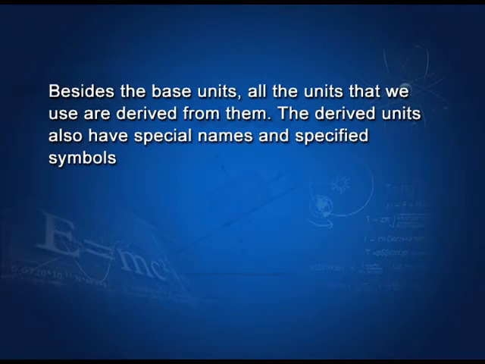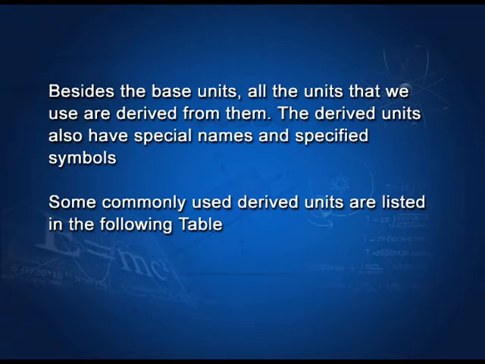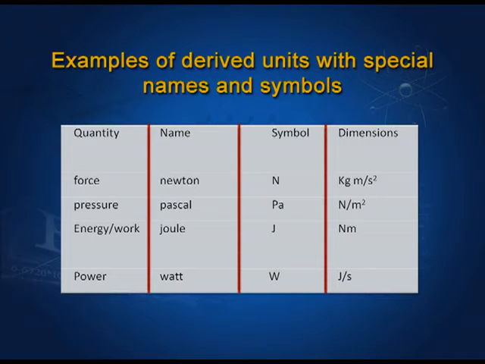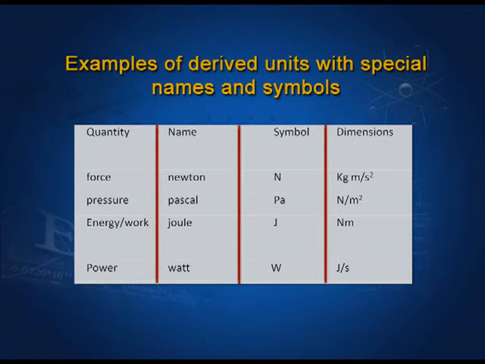Besides the base units, all the units that we use are derived from them. The derived units also have special names and specified symbols. Some commonly used derived units are listed in the following table. Again, look at this table very carefully. The first column is the quantity, the second column is the name of the unit in which that quantity is measured, the third is the symbol, and the fourth is the dimensions of that quantity. Remember, I have listed only those quantities which are used in mechanics. When we come to electricity, we will introduce other quantities also.